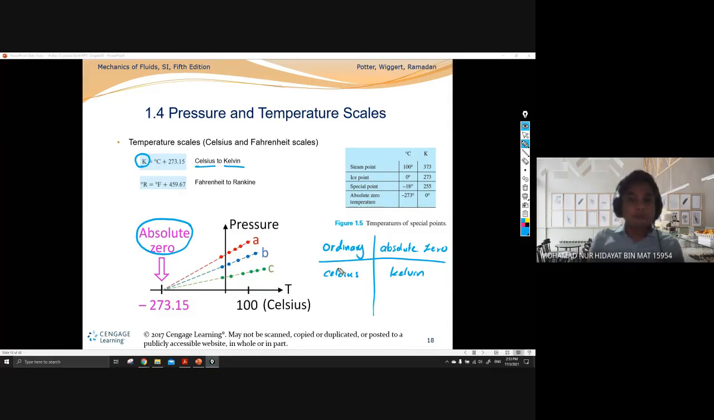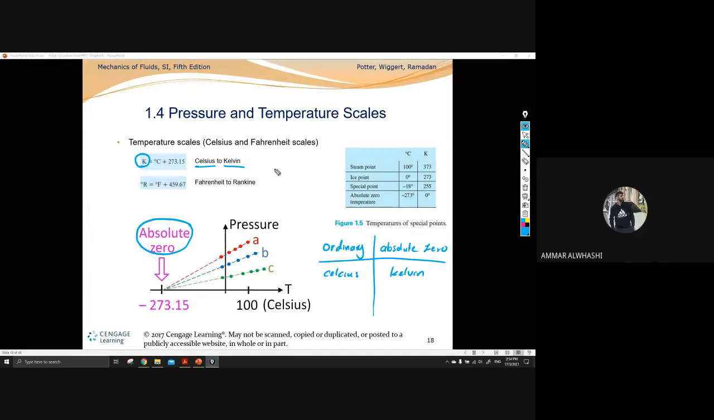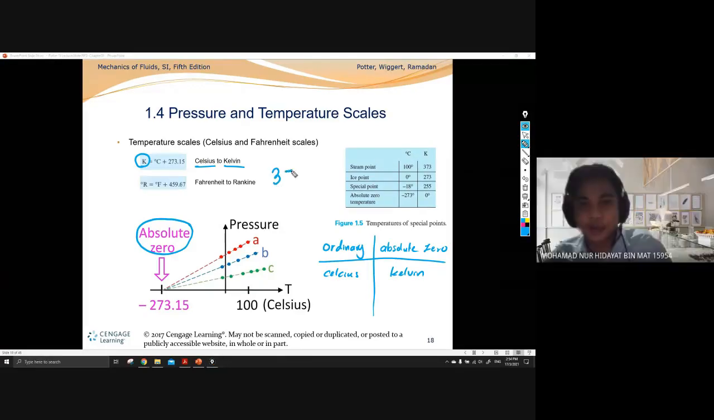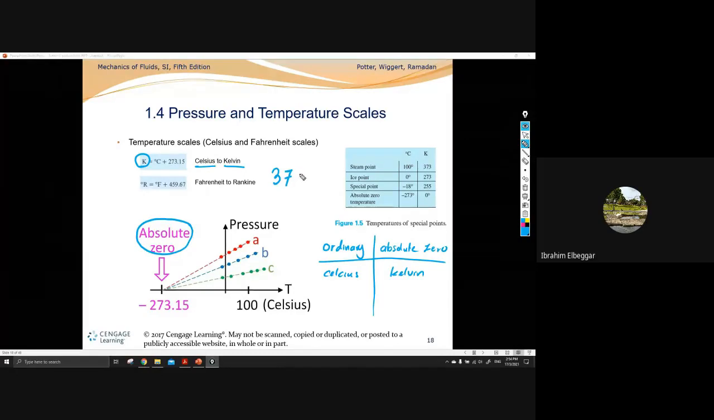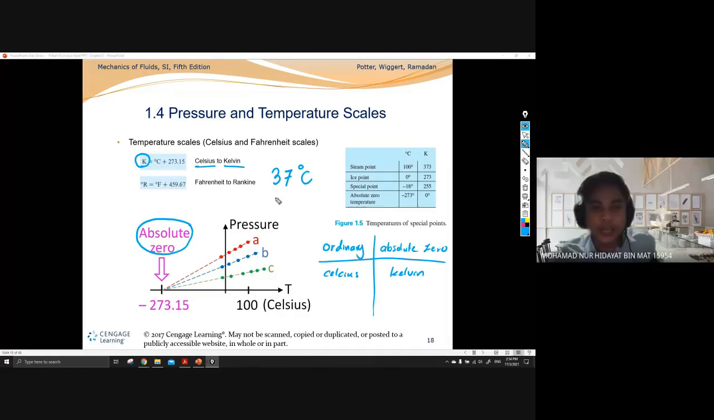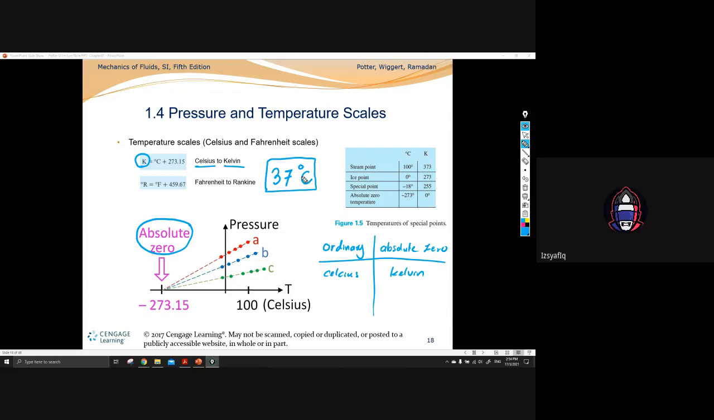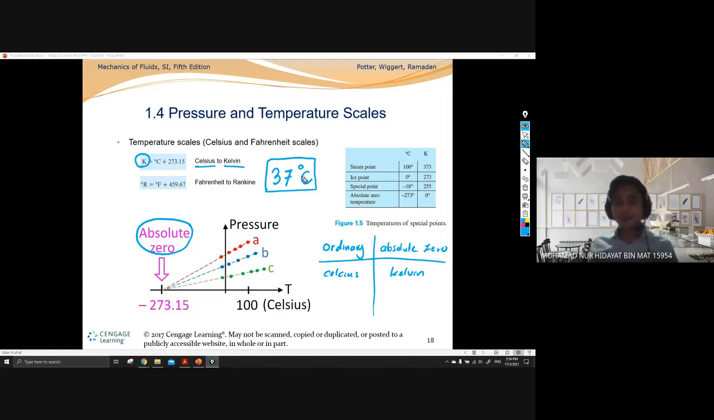When you give the value in Kelvin, for example, what is your normal body temperature? 37. Is that Kelvin or Celsius? Celsius. Can you give me the meaning of this? Body temperature. Only body temperature, right? You are not comparing with anything else. This value is only body temperature.